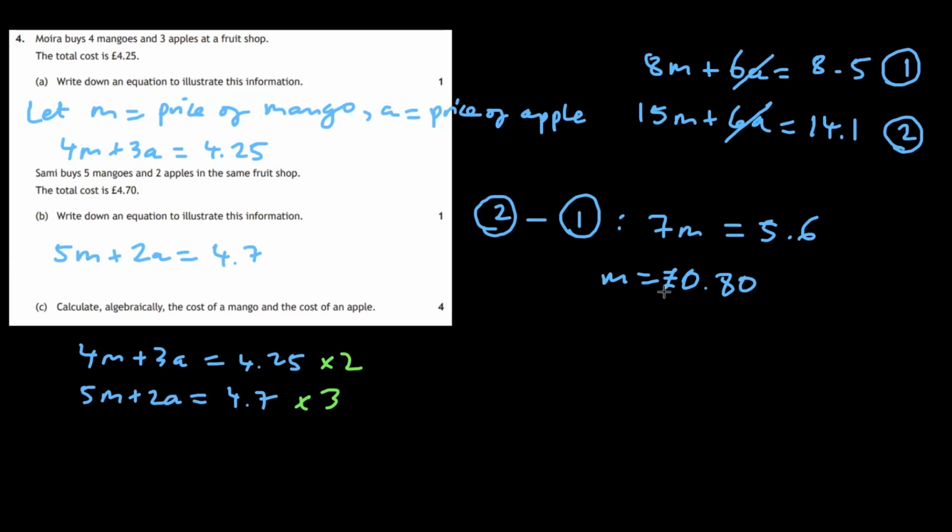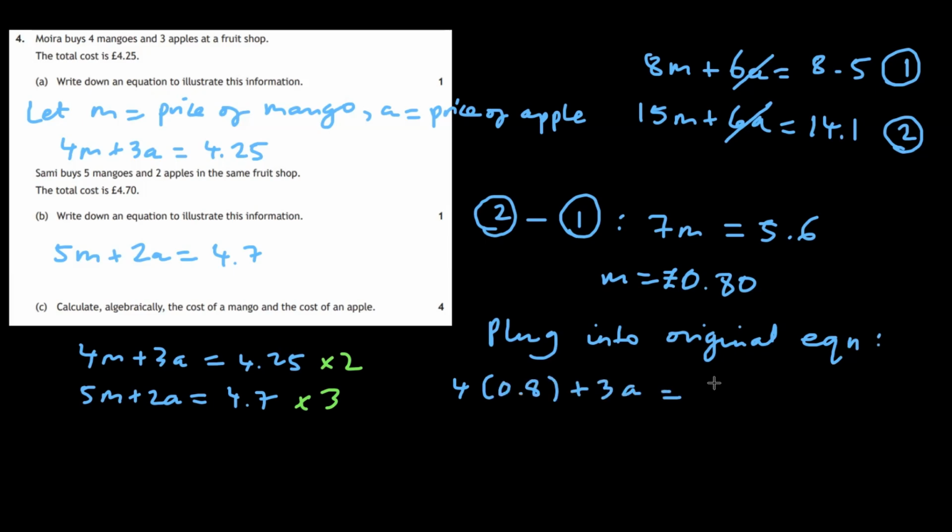And then to find A, we just plug this back into one of the original equations. So I'm just going to use this one. So let's write that actually. So plug into original equation. So that becomes 4 times 0.8 plus 3A equals 4.25. And then we get 3A equals 4.25 minus 4 times 0.8.